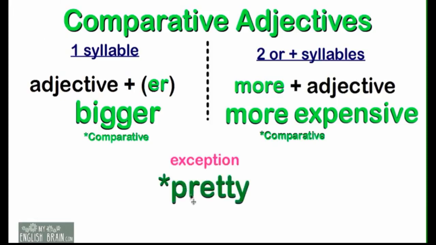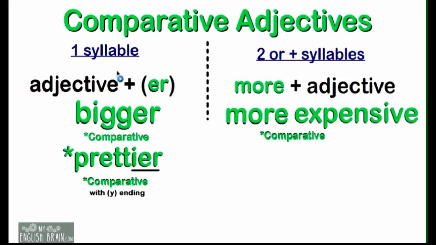Now, we have an exception. The exception is with adjectives like pretty. Pretty has two syllables, but it also ends with Y. With all adjectives that end in Y, we take away the Y and add I-E-R on the end to make the comparative. So the comparative adjective is prettier. Remember, for one syllable, we use the adjective and er, bigger, but for Y-ending adjectives, we use I-E-R. For example, prettier.